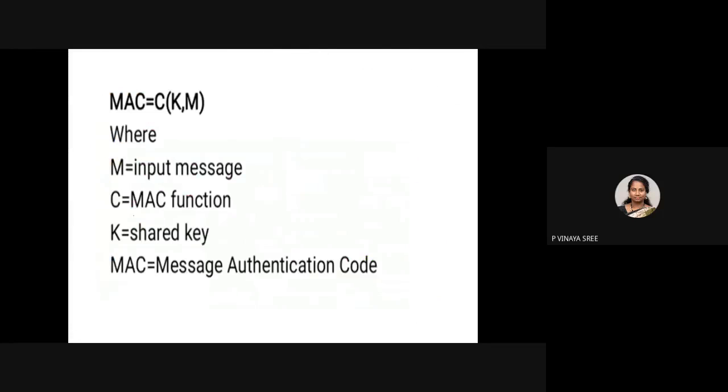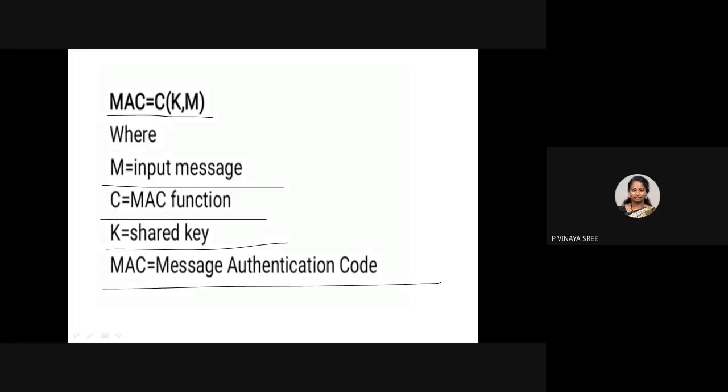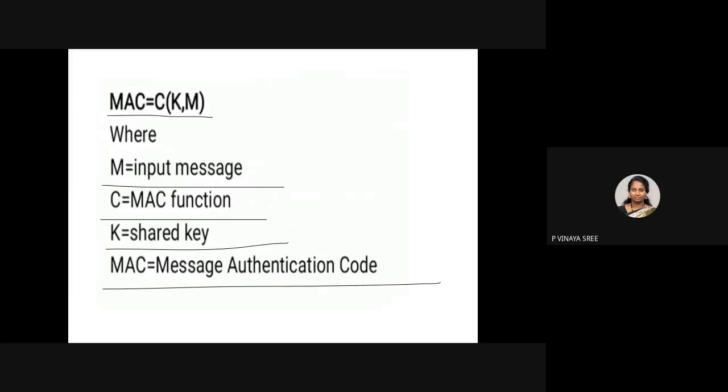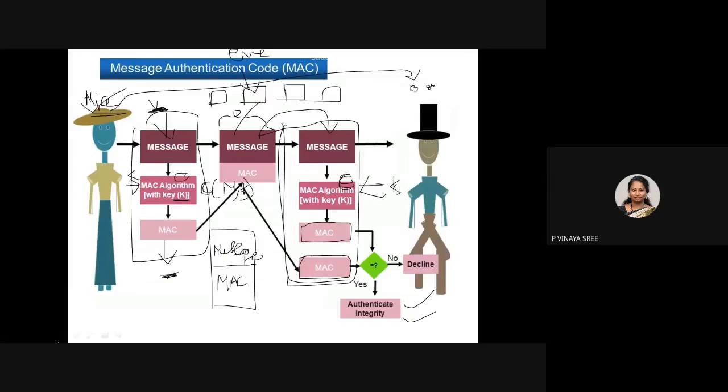Just now I said that MAC uses a function C(K, M), where M is the input message, C is the MAC function, and K is a shared key. MAC is a message authentication code. Can anyone tell me what the problem is in this? Which service does it provide?